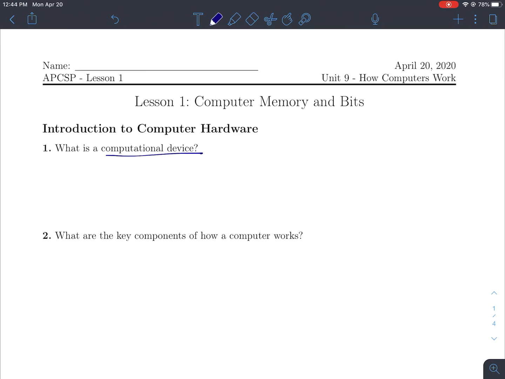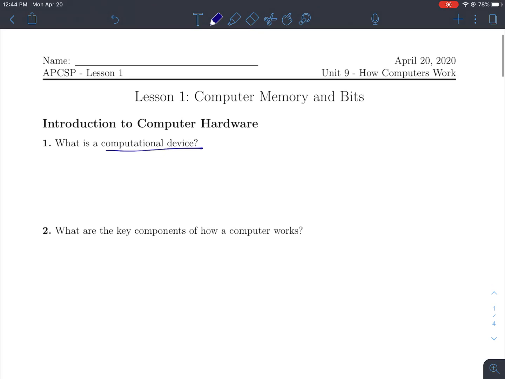What is a computational device? When we think about a computer, you probably think about a desktop computer or a laptop. But actually, we use a lot of other computational devices on a daily basis. So we use things like iPads, which I'm writing on right now. We use things like smartphones, laptops, and all of these things are computational devices.